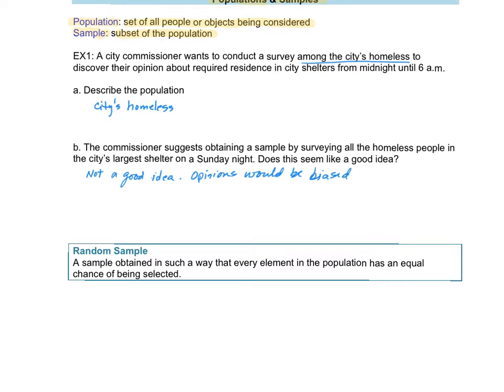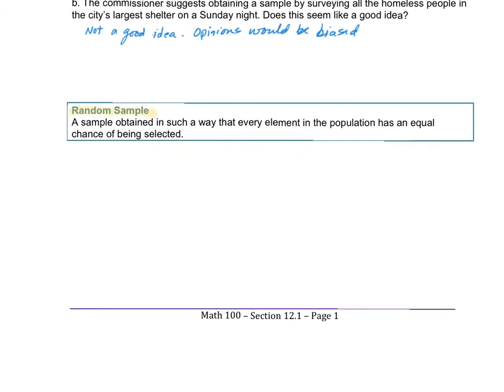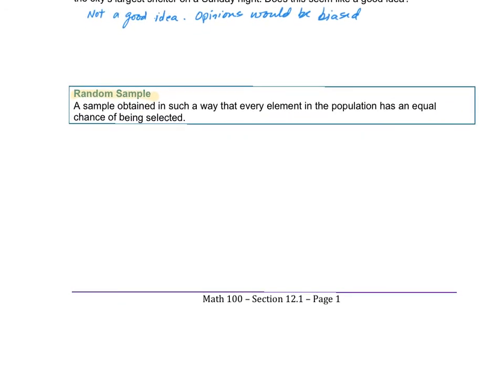So really what we want is what we call a random sample. A random sample is obtained in such a way that every element in the population has an equal chance of being selected. Now you can't select every person in your population, usually, because a population is just too large, or maybe it's just too hard to survey each person in your population. But they should have a chance to be selected. Just talking to homeless in a large city shelter on a Sunday night does not give every homeless person in this particular city a chance to be selected.